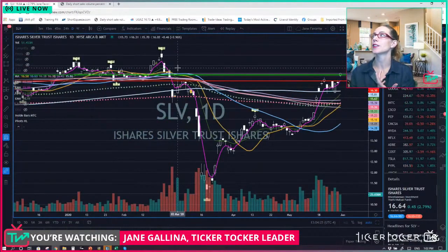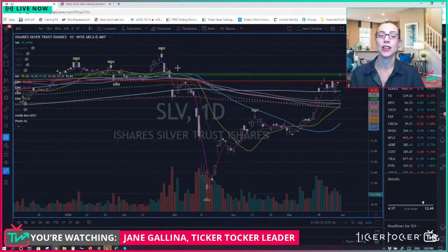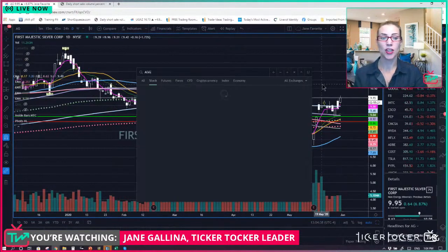Now, you know, there's going to be that strong resistance up here around 1690, but the whole sector as a whole, there's AG as well. AG is also in the silver arena. There's also AGG.